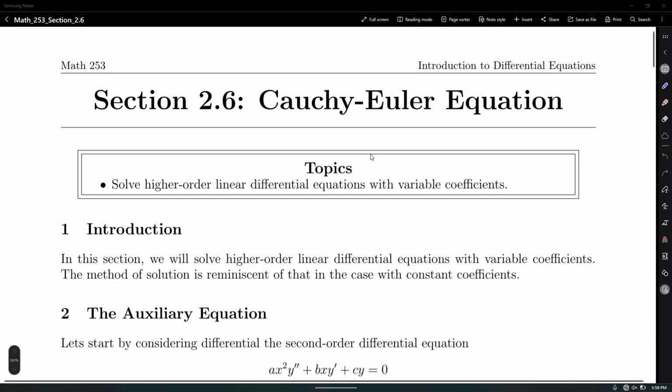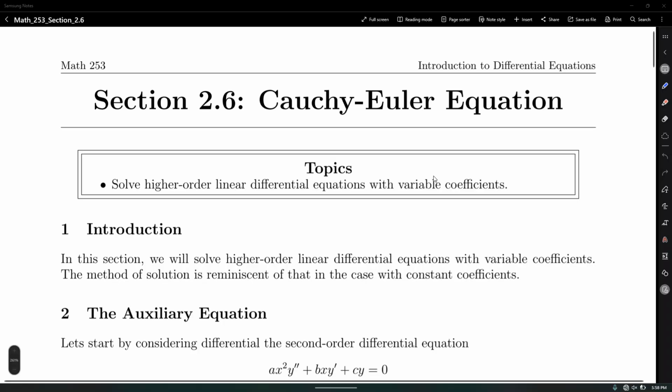So, something to point to. Let's talk about the Cauchy-Euler equation. What is this about? The two methods we just discussed, undetermined coefficients and variation of parameters, were used to solve higher order, non-homogeneous differential equations with constant coefficients. Now we're going to look at a method where we solve higher order linear differential equations with variable coefficients.